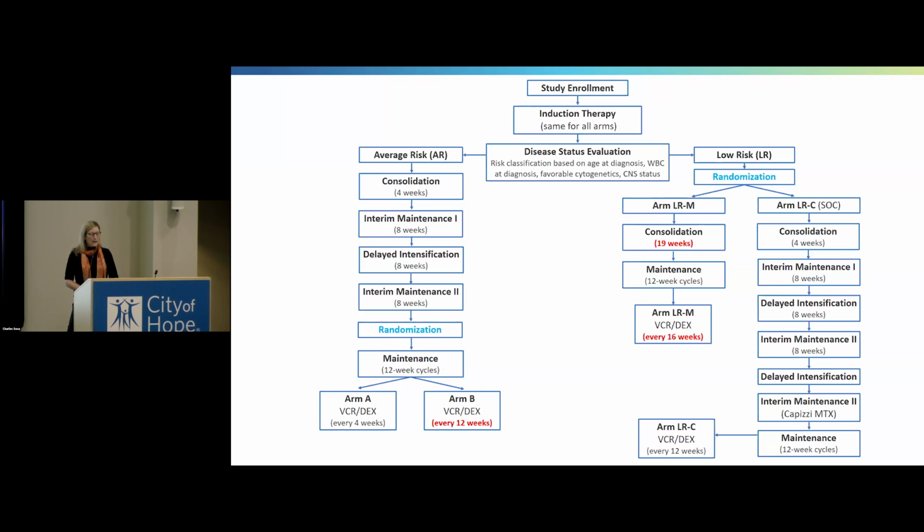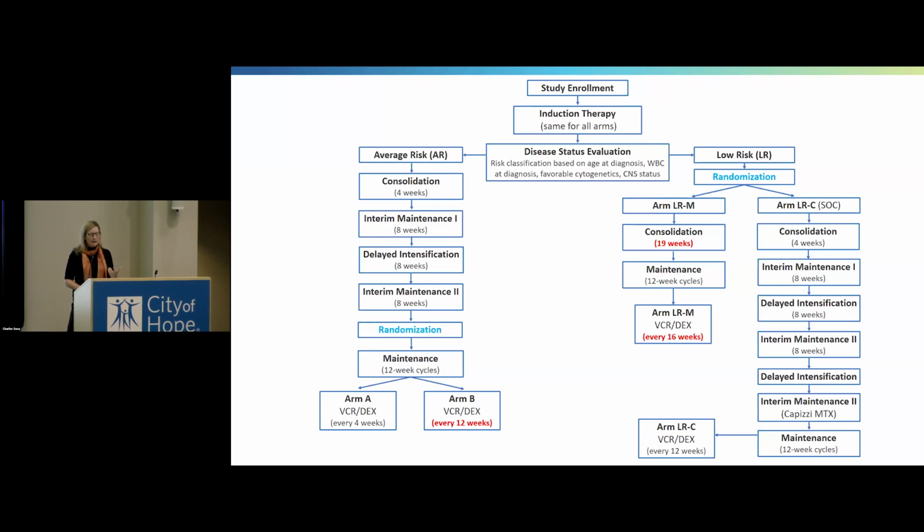And in this one, the average risk arm, all patients receive standard of care until they get to the point of maintenance therapy, at which time they're randomized, and they will either receive arm A, which is the standard of care. They'll get vincristine and dexamethasone every 4 weeks, or arm B, where they're still getting vincristine and dexamethasone, but instead of every 4 weeks, they're getting it every 12 weeks. So there's one example where we're not adding a new investigational agent.